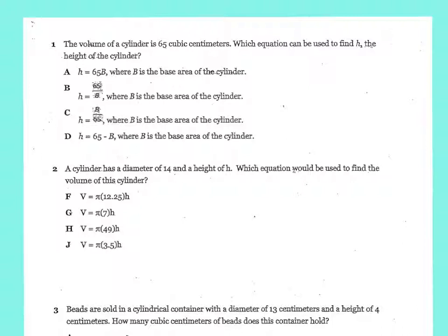Hold on, let me get my... Okay. The volume of a cylinder is 65 cubic centimeters. Which equation can be used to find H, the height of the cylinder? So on our formula chart, when we look at volume of a cylinder, the formula is volume equals area of the base times height. So it's not asking us what the volume is, or it's not asking us to solve it. It's just wanting us to see how could we solve it for the height.